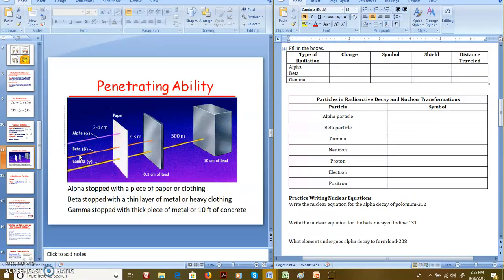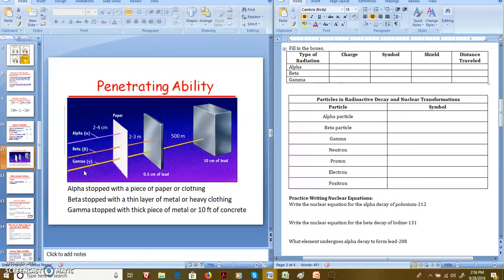Beta particles, on the other hand, they have more energy. They could go straight through a piece of paper, but they will be stopped by 0.5 centimeters of lead. Okay, so a beta particle has a -1 charge. It's got a little fancy B for its symbol, and you can shield yourself with 0.5 centimeters of lead. Also, thick clothing will actually stop this as well. So if you have a big thick coat on, that will stop beta particles as well, because they can only travel about 2 to 3 meters before they die out.